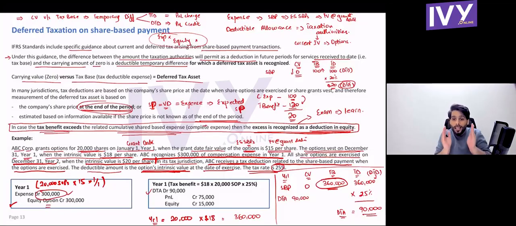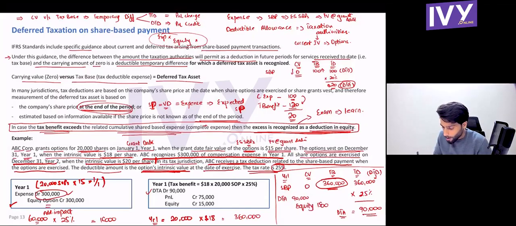So this additional impact, this 60,000 additional impact, has to be accounted for. The taxation impact of this additional benefit has to be accounted for in equity. So the additional 60,000 taxation impact, 60,000 into 25% is 15,000. This will be credited in equity. And the rest of it goes into P&L, and that should be 75,000.